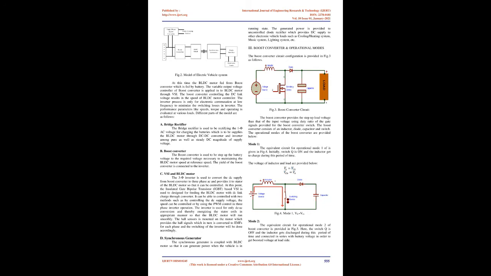2. System description. The simulation of the electric vehicle system is provided in Fig. 2. The BLDC motor is fed from a boost converter which is fed by the battery. The variable output voltage of the boost converter is applied to the BLDC motor through VSI. Controlling the DC link voltage with the boost converter results in control of the BLDC motor speed. The inverter operates only for electronic commutation at low frequency to minimize the switching losses in inverter. The performance parameters like speed, torque, and operation are evaluated at various loads.